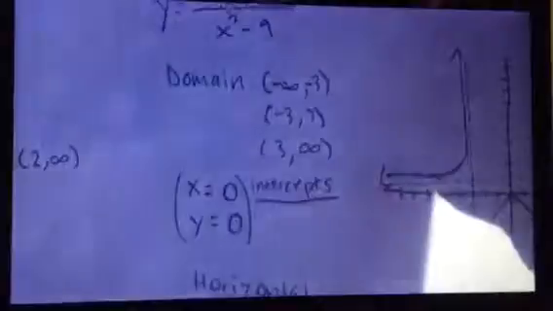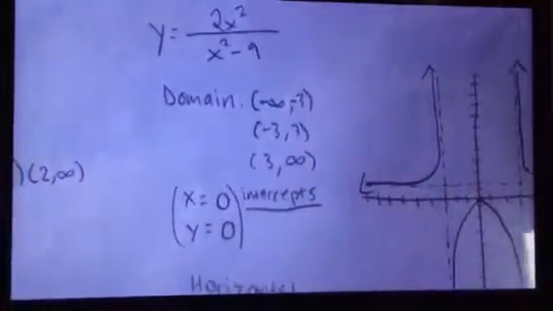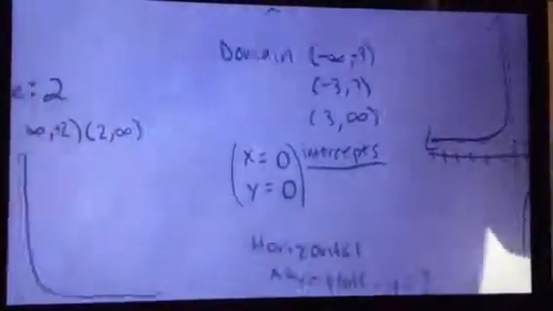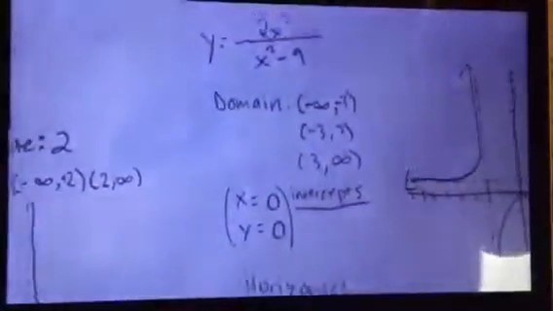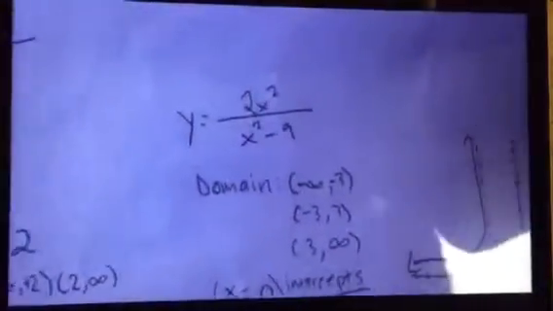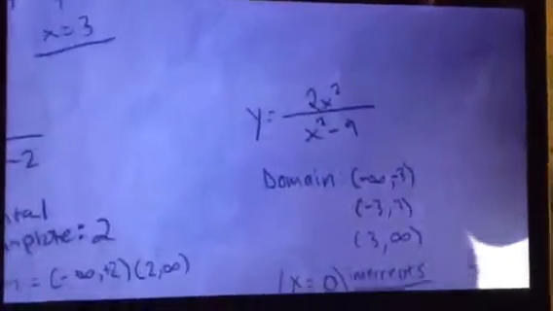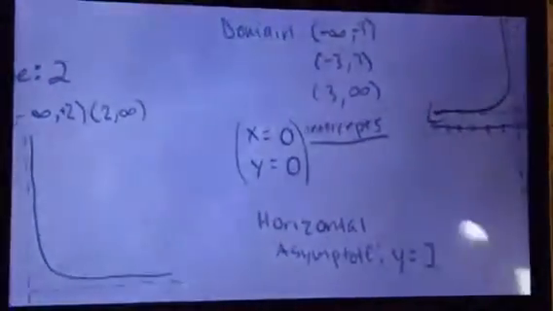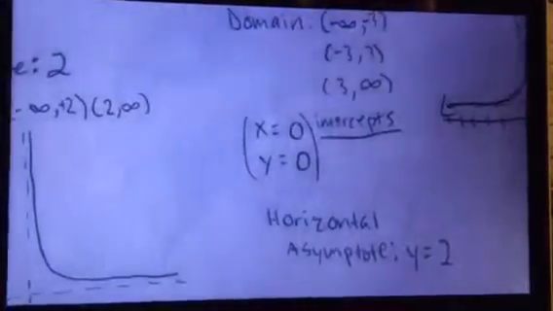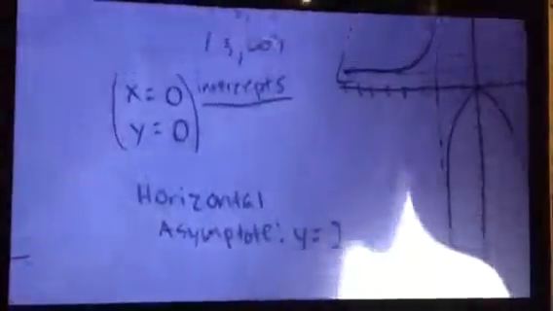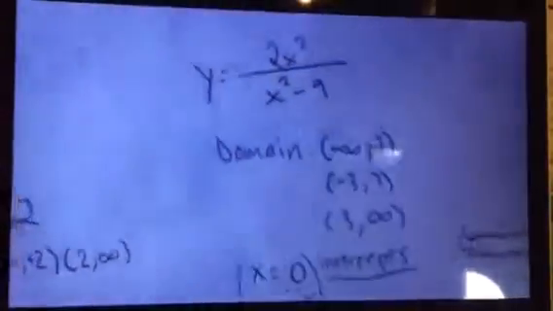And that is negative infinity to negative 3, negative 3 to 3, and then finally 3 to infinity. After you find that, you want to find the x and y intercepts. However, since the top is 0 and there are no intercepts in x, then y is 0 too, since the top is 0. And finally, you want to see the horizontal asymptote. And the horizontal asymptote is 2, since the degrees of the variables in the equation are the same.